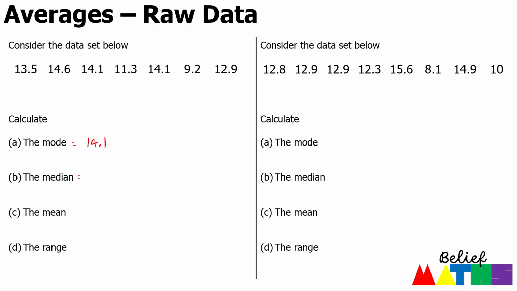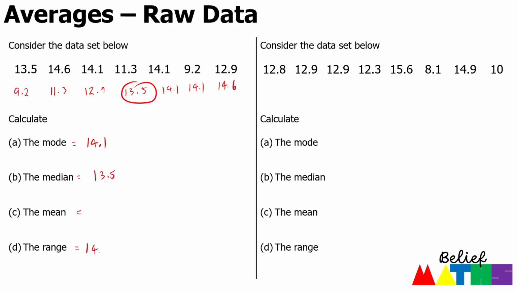The median is the middle value, but they have to be in order first. So let's order these values. We get 9.2 first, then we get 11.3, then we get 12.9, 13.5, 14.1, 14.1, and 14.6. So then the middle value we can see is 13.5.